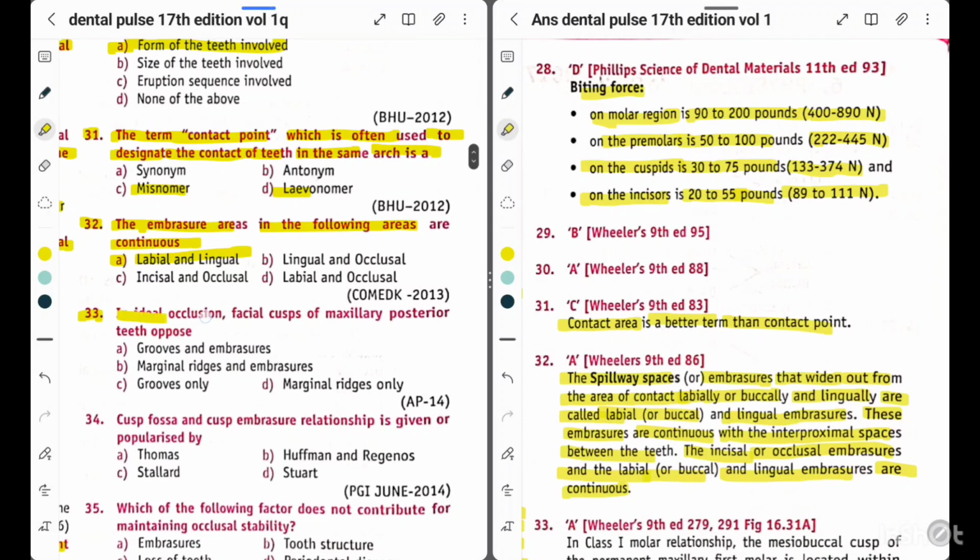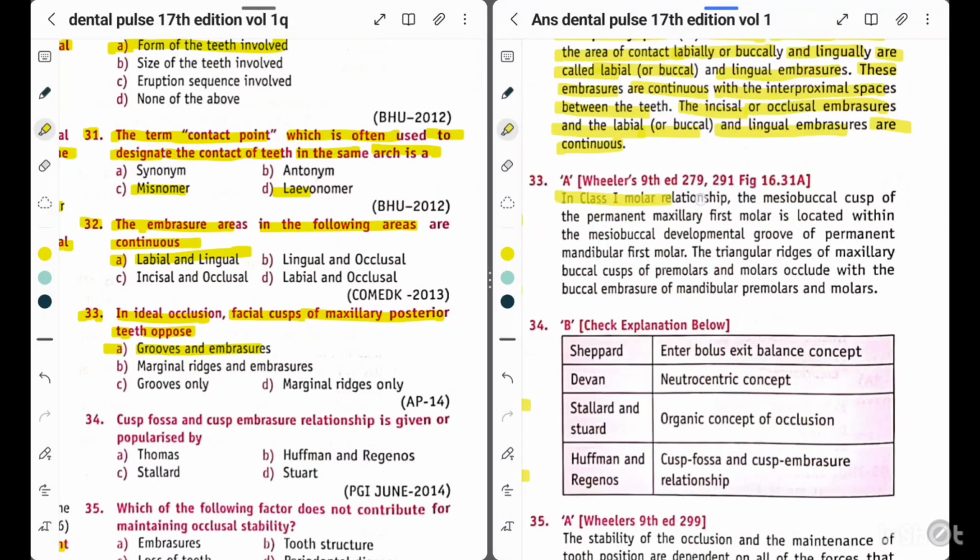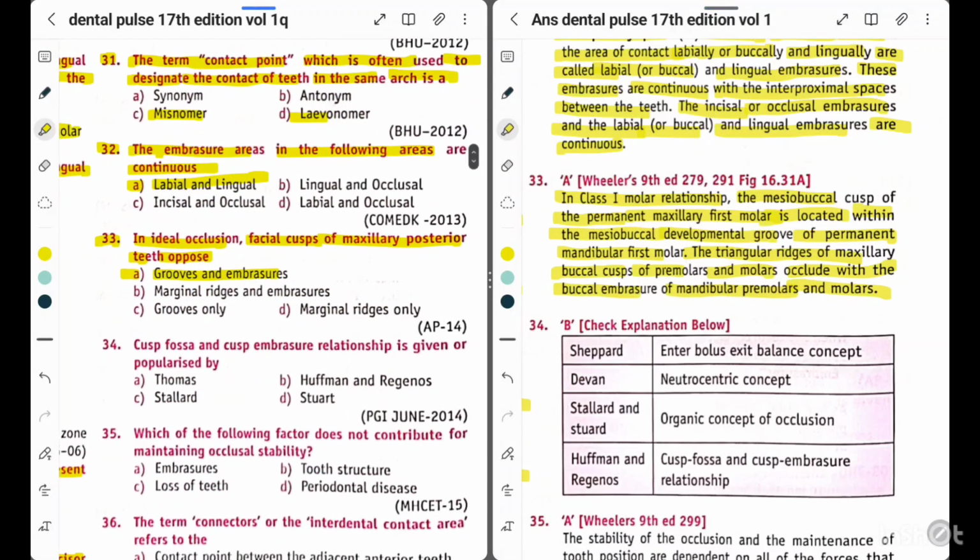Now question 33. In ideal occlusion, the facial cusp of maxillary posterior teeth oppose. Option A, grooves and embrasure, option B, marginal ridges and embrasure, option C, grooves only, option D, marginal ridges only. So answer is grooves and embrasures. In class 1 molar relationship, the mesiobuccal cusp of the permanent maxillary first molar is located within the mesiobuccal developmental groove of permanent mandibular first molar. The triangular ridges of maxillary buccal cusp of premolars and molars occlude with the buccal embrasure of mandibular premolars and molars.